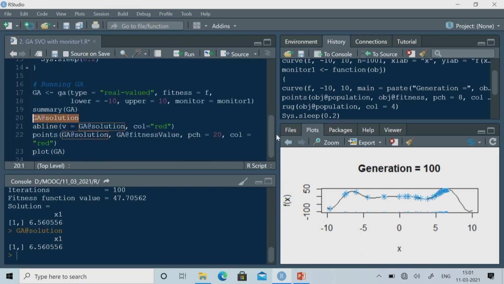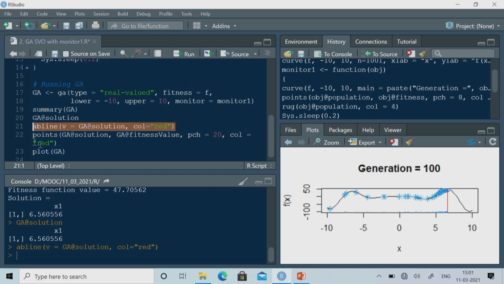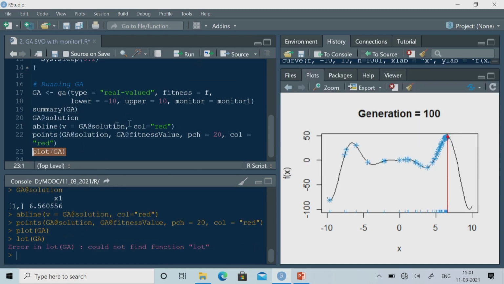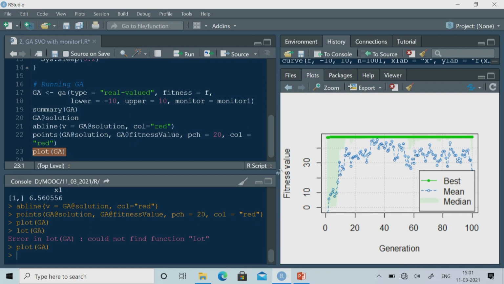6.560556, and I can draw an AB line, a vertical line. Using this particular line, this is the solution here, and I can also locate the point using this. This is the optimal solution obtained by ZA, the best solution obtained by ZA, and I can also execute this particular line to see the generation versus fitness curve. If you plot ZA, you can see generation versus fitness value. Okay. So that has already been defined.